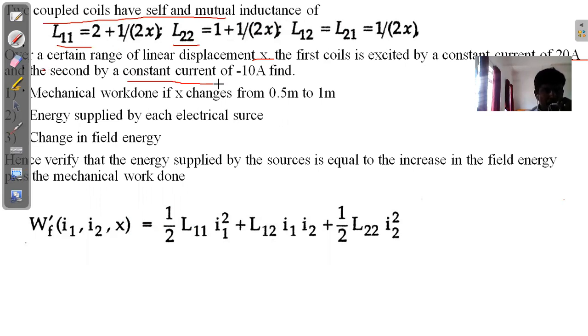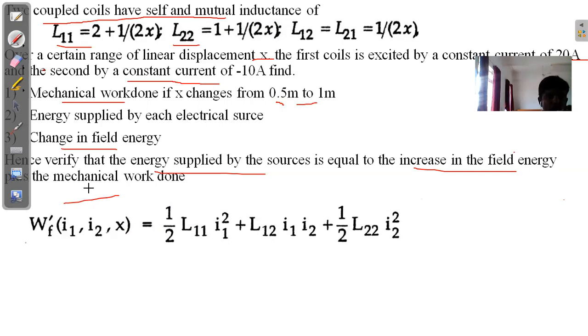The question asked in the problem is to find the mechanical work done if the displacement changes from 0.5 to 1 meter, how much energy is given by each input source, and how much energy will be stored. After finding the input energy and the stored energy, how do we verify the answer? Input energy supplied by the source always equals the increase in field energy plus mechanical work done. So we add the field energy and work done, and easily check whether we get the answer.